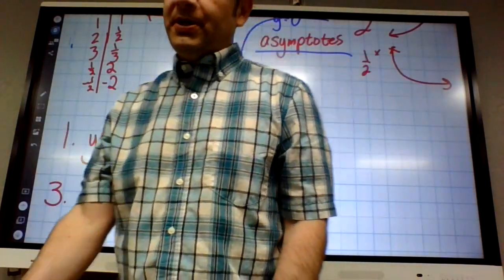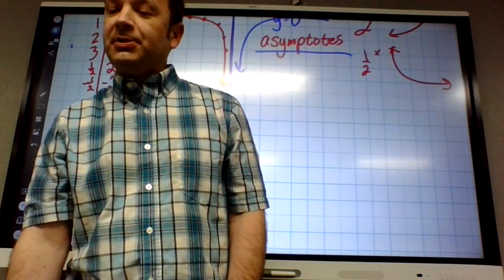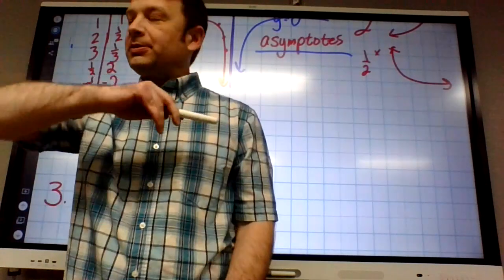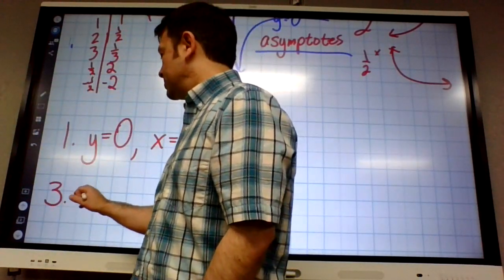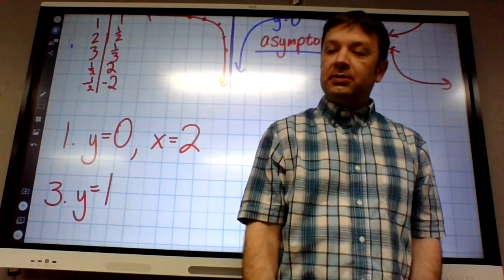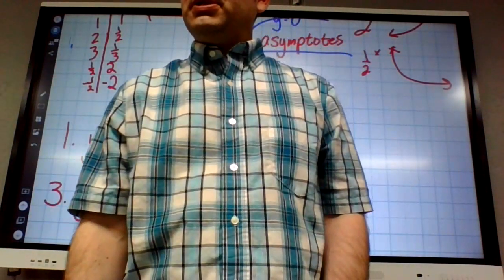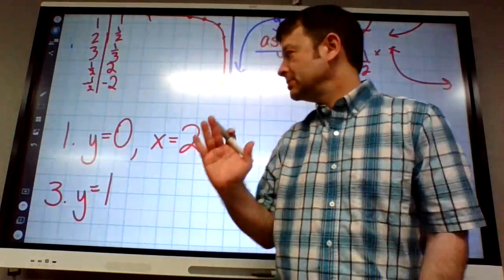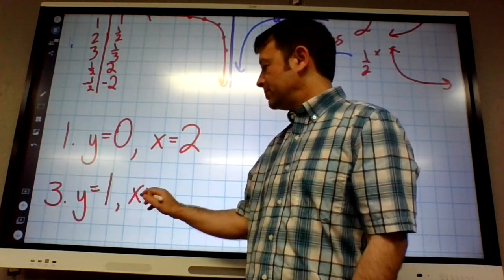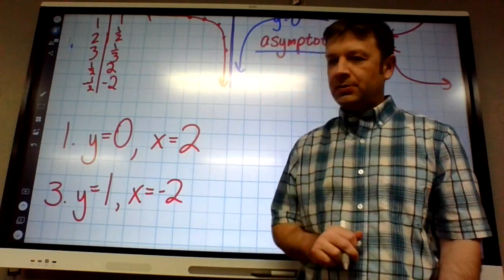Okay, on number 3, the horizontal asymptote is y plus 1, up 1, right? So it's y equals 1. The vertical asymptote is left 2. So it's x equals -2.